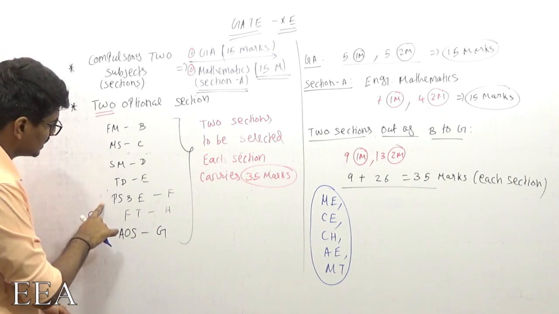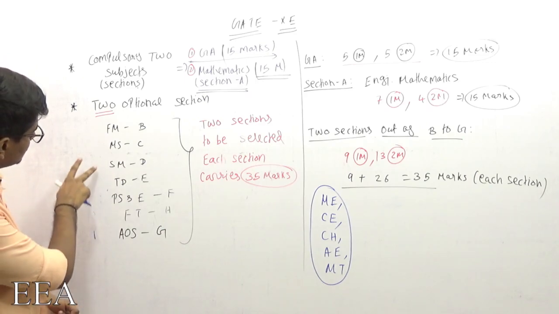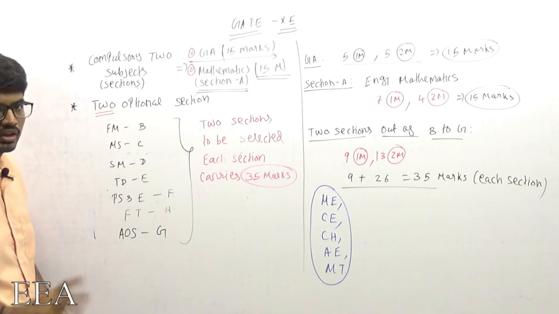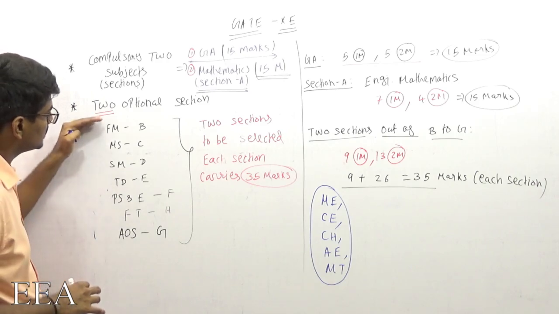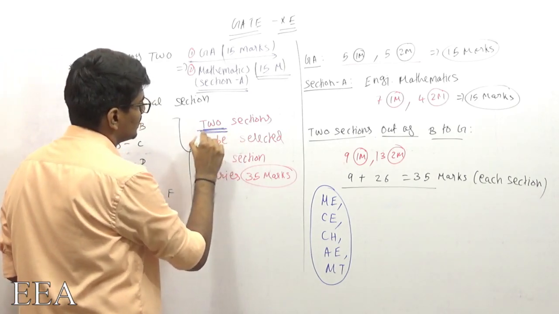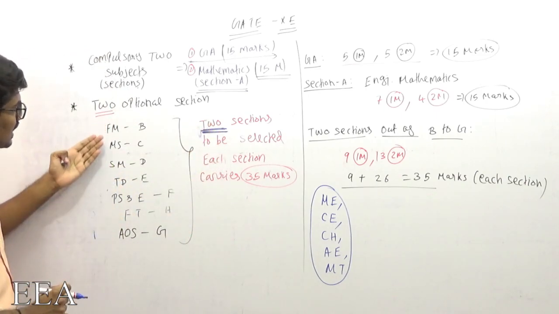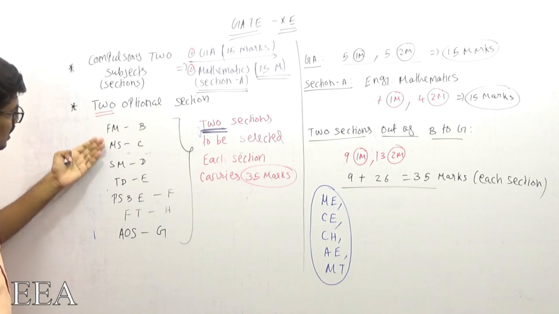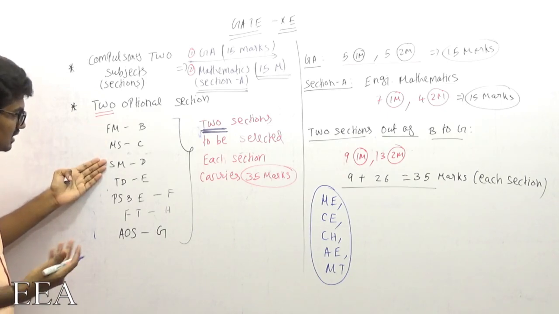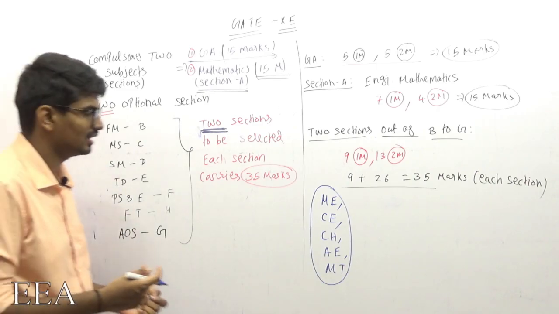So in total, 7 sections are there, and out of these 7 sections you need to choose 2. For example, you can take FM and material science, or you can take FM and strength of materials. I cannot say that it is strength of materials, it is solid mechanics. Why am I saying that?